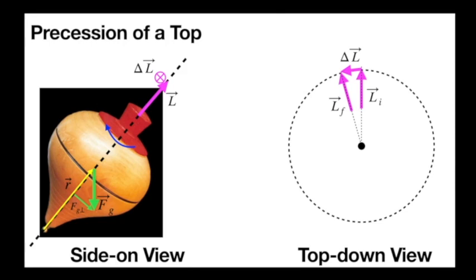So then if we just add those vectors, what we find is that our L final is just like our L initial, but rotated a little bit. This is kind of like when we had a ball going on a string and we were looking at the change in linear momentum that's just always tugged around in a circle.